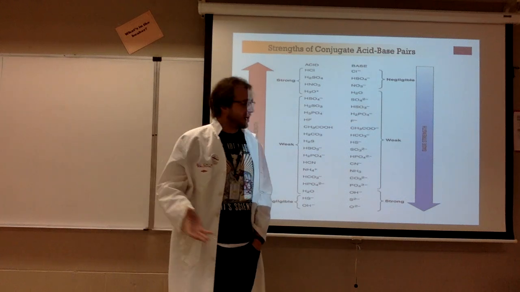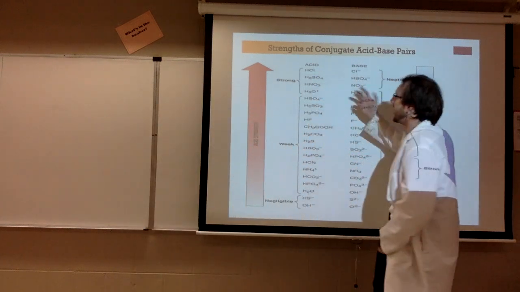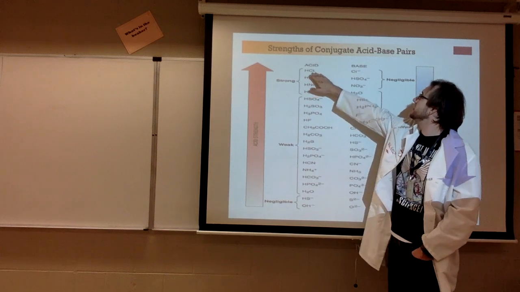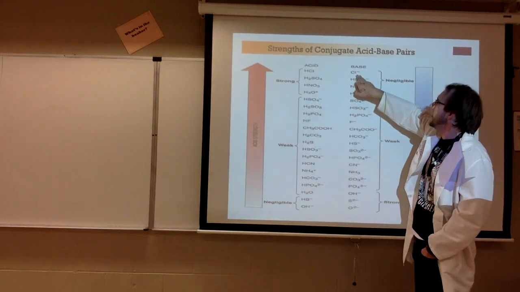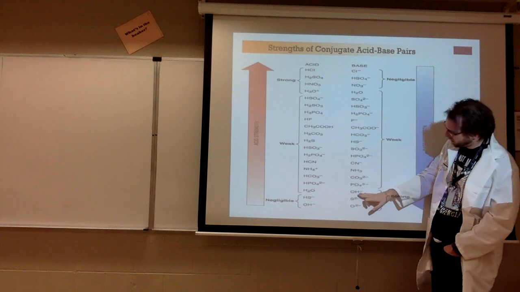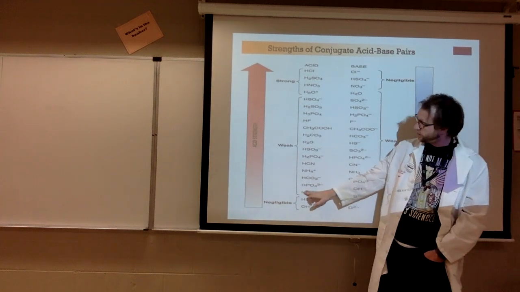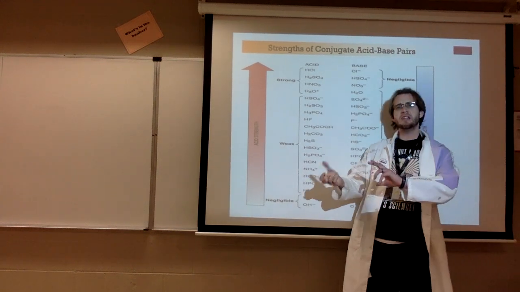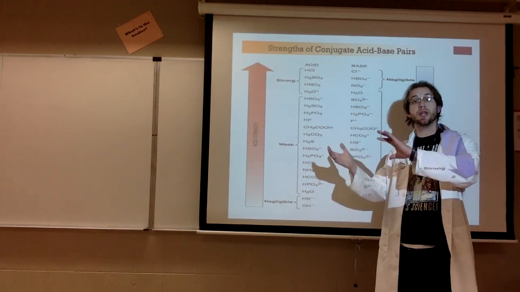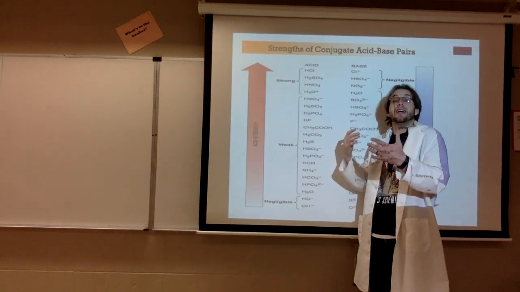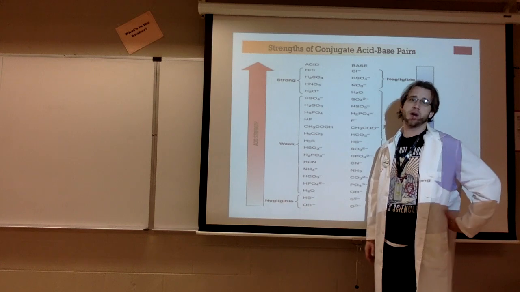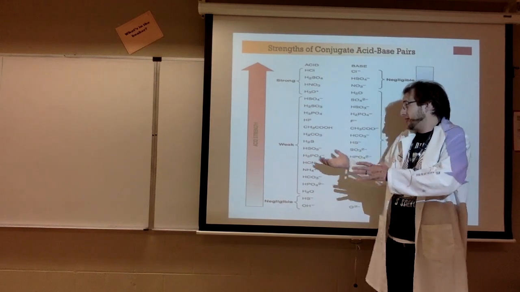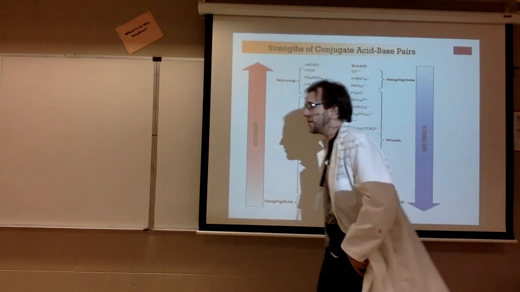And all that to say, if it is the conjugate of a strong acid, it is a weak base. If it is the conjugate of a strong base, it is a weak acid. There's this inverse relationship between the acid and base pairs and their relative strengths. I know you're looking at this going, okay, that's fine, but what does that really mean?